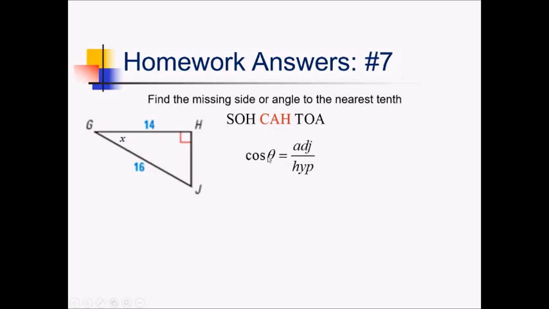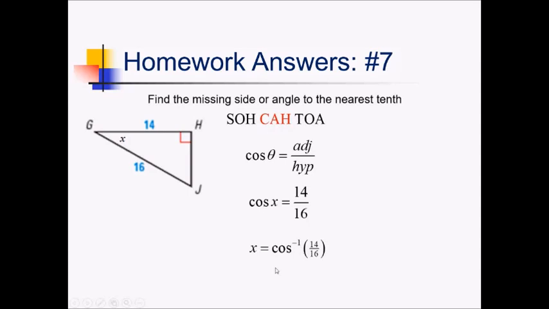So we can say cosine of x equals the adjacent side. We said that was 14. That was the non-hypotenuse leg. And then we're dividing by our hypotenuse here of 16 that we can find because it's across from the right angle. Now I do inverse cosine of both sides. So I've got x equals cosine inverse of 14 over 16.